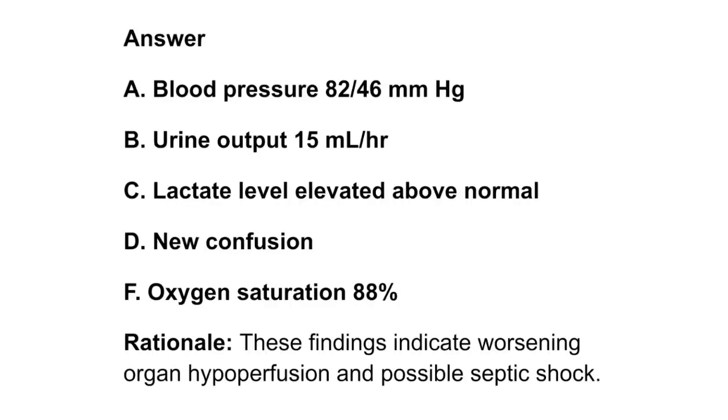Answer: A. Blood pressure 82/46 mm Hg. B. Urine output 15 milliliters per hour. C. Lactate level elevated above normal. D. New confusion. F. Oxygen saturation 88%. Rationale: these findings indicate worsening organ hypoperfusion and possible septic shock.